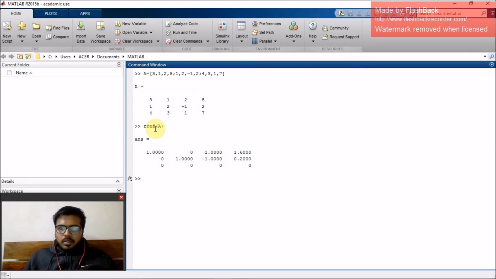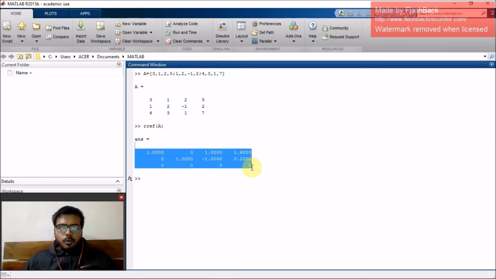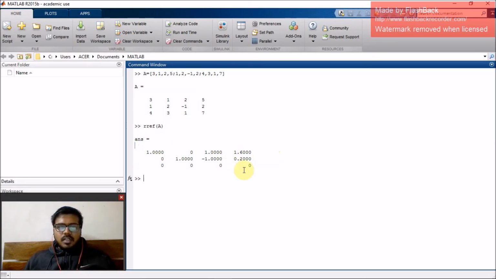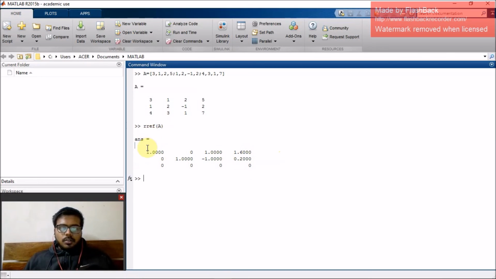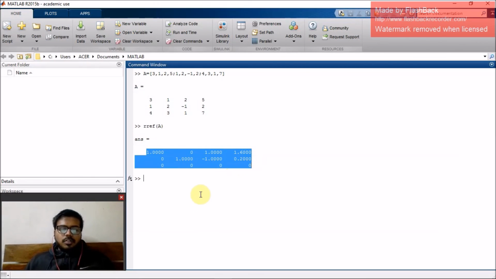When you do this, you get this matrix. Now if you go back 20 to 30 seconds, you'll see that this matrix is the exact same as the matrix that we got after we performed all the row operations. So this is how we verify that the matrix we got back then was actually the row reduced matrix.